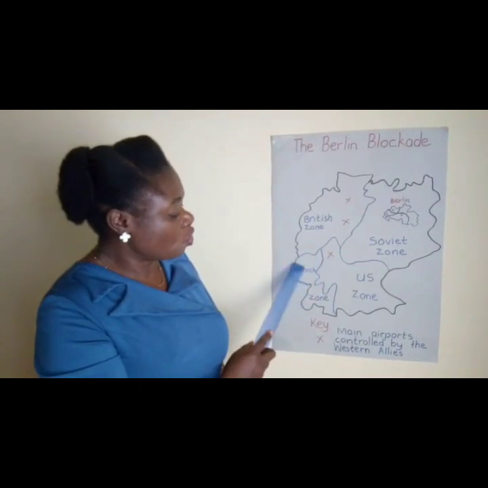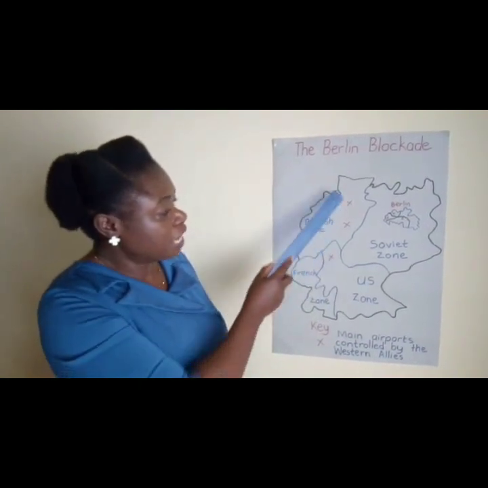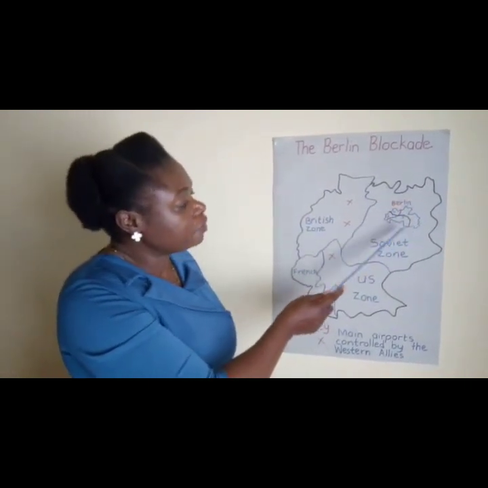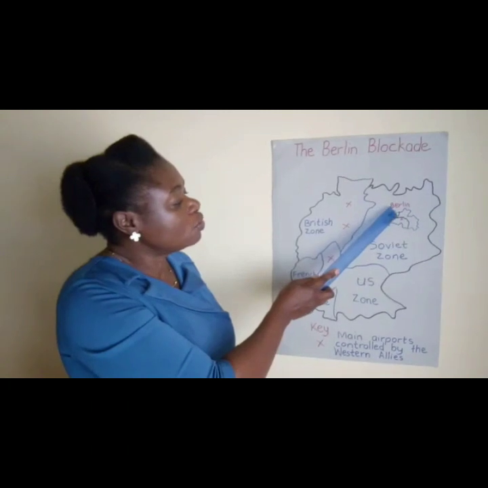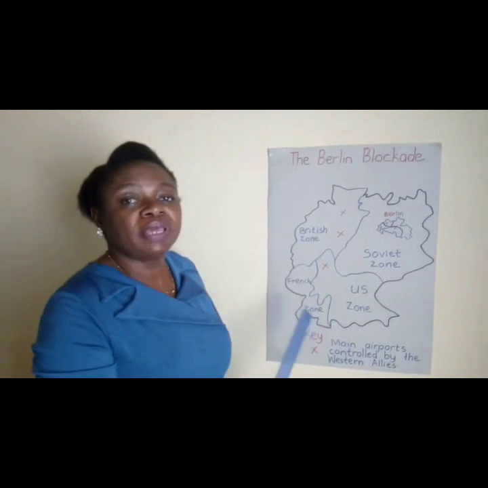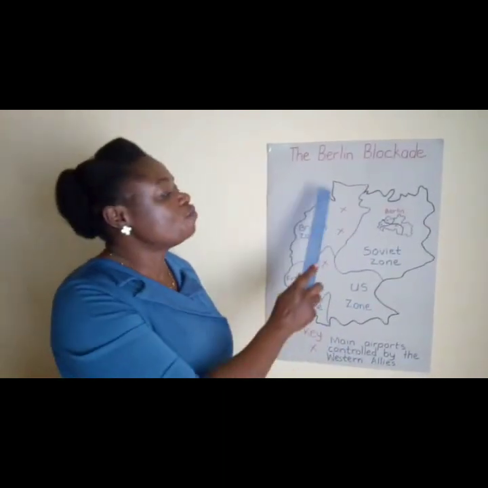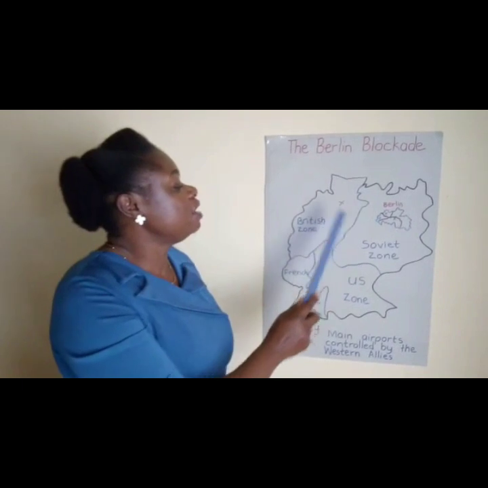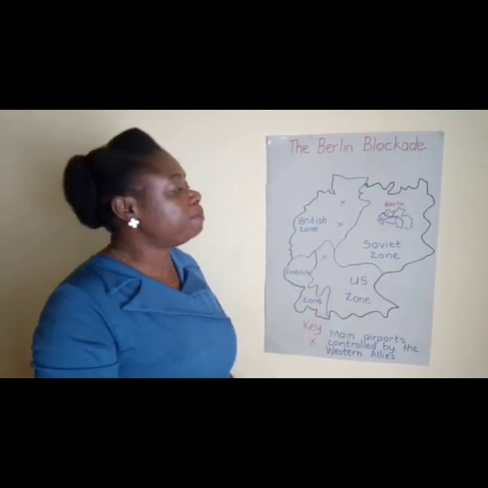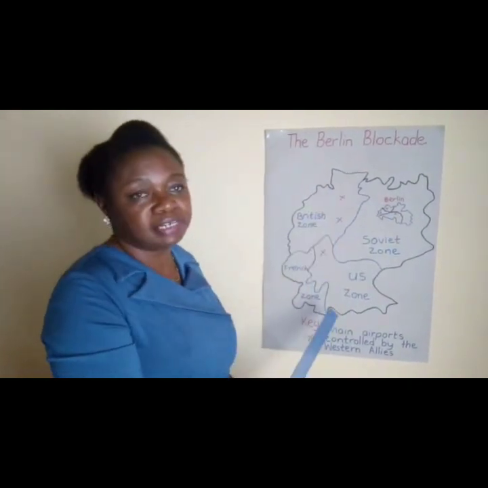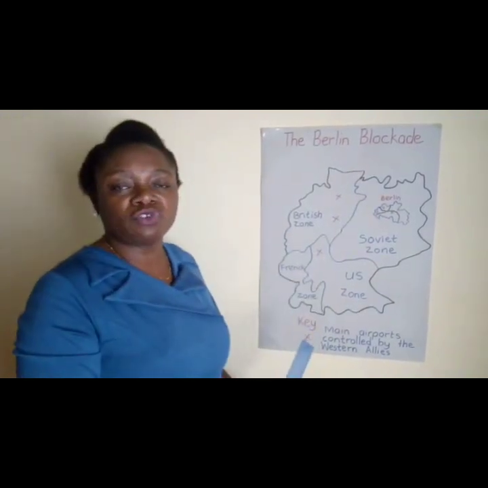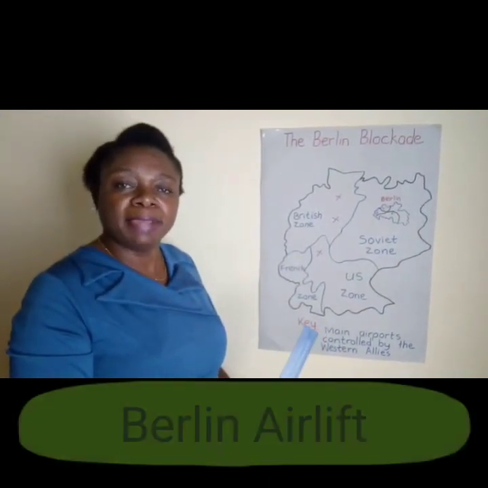Western Allies. So there was an airport in the US zone and 2 in the British zone. Then in Berlin, on their parts also, on the western part of Berlin, they also had other airports. So it was a matter of flying food, medicine, weapons, clothes, everything that the people in their zone required. And the flying over of the goods into their part of Berlin was known as the Berlin airlift.